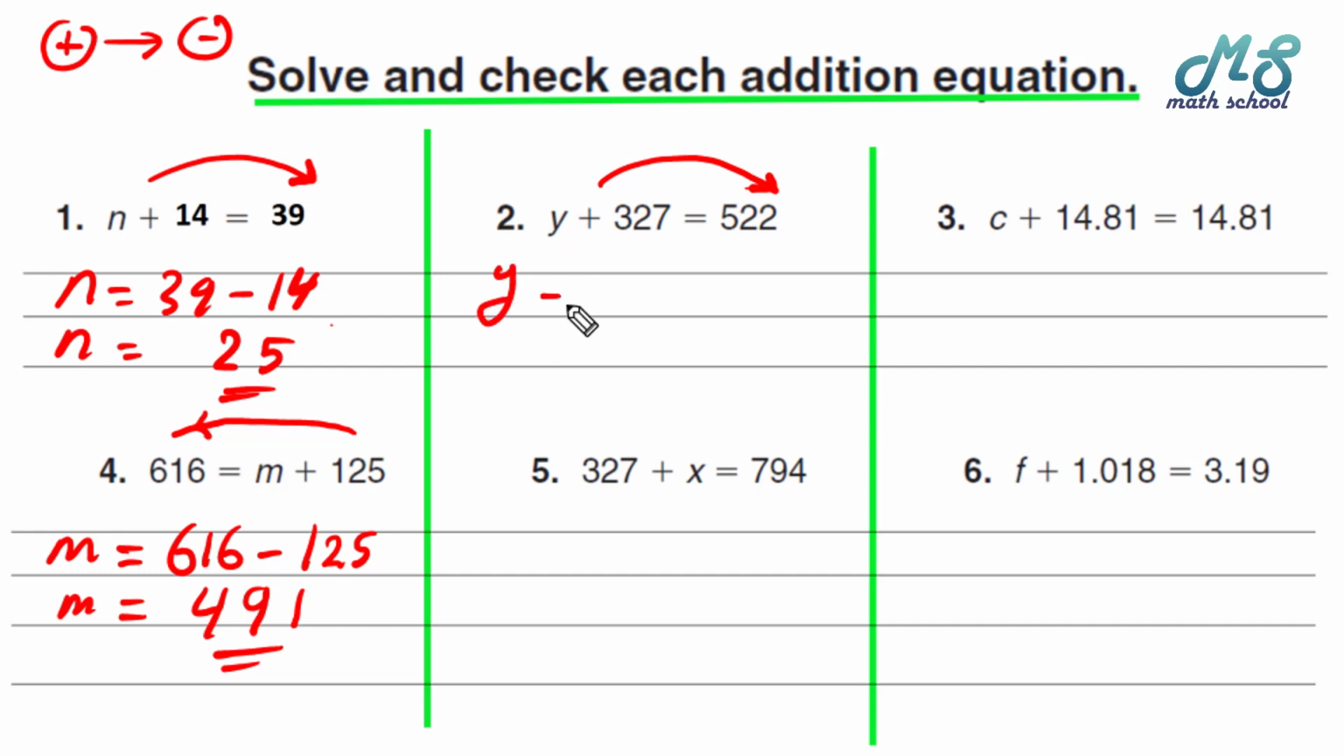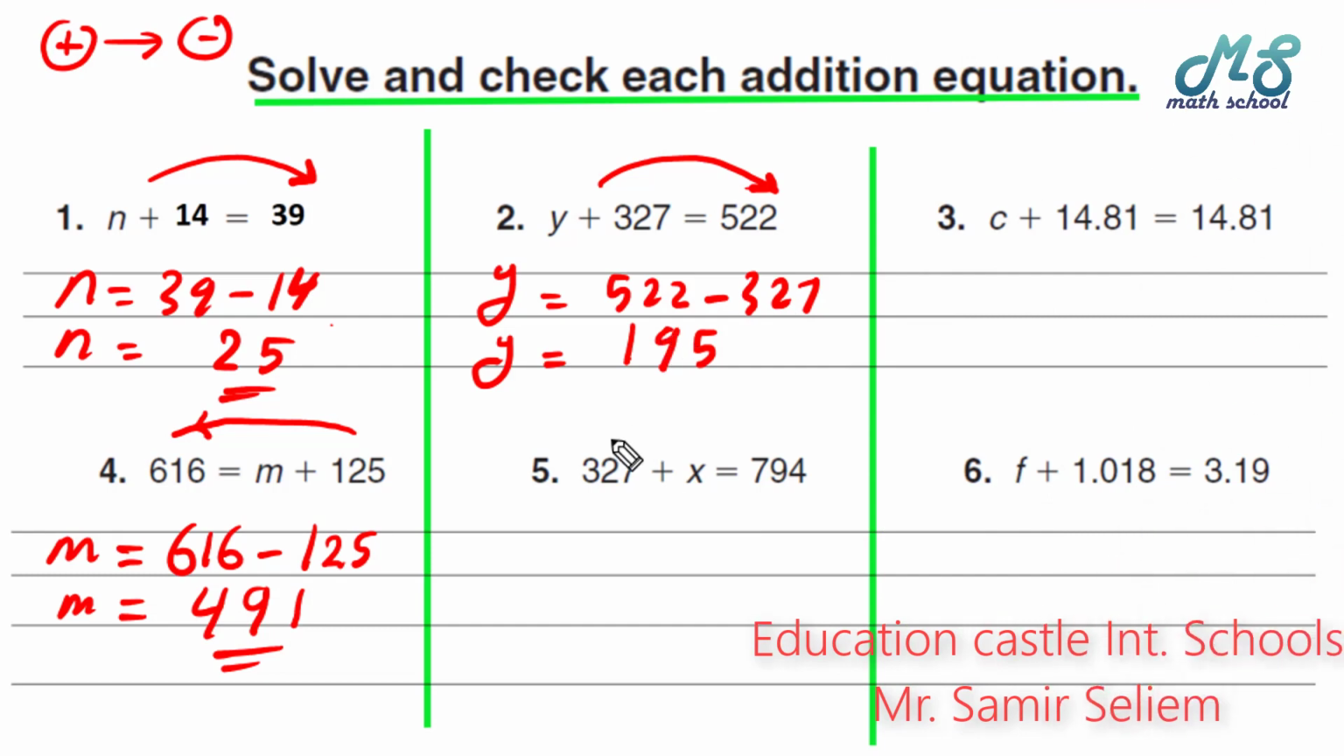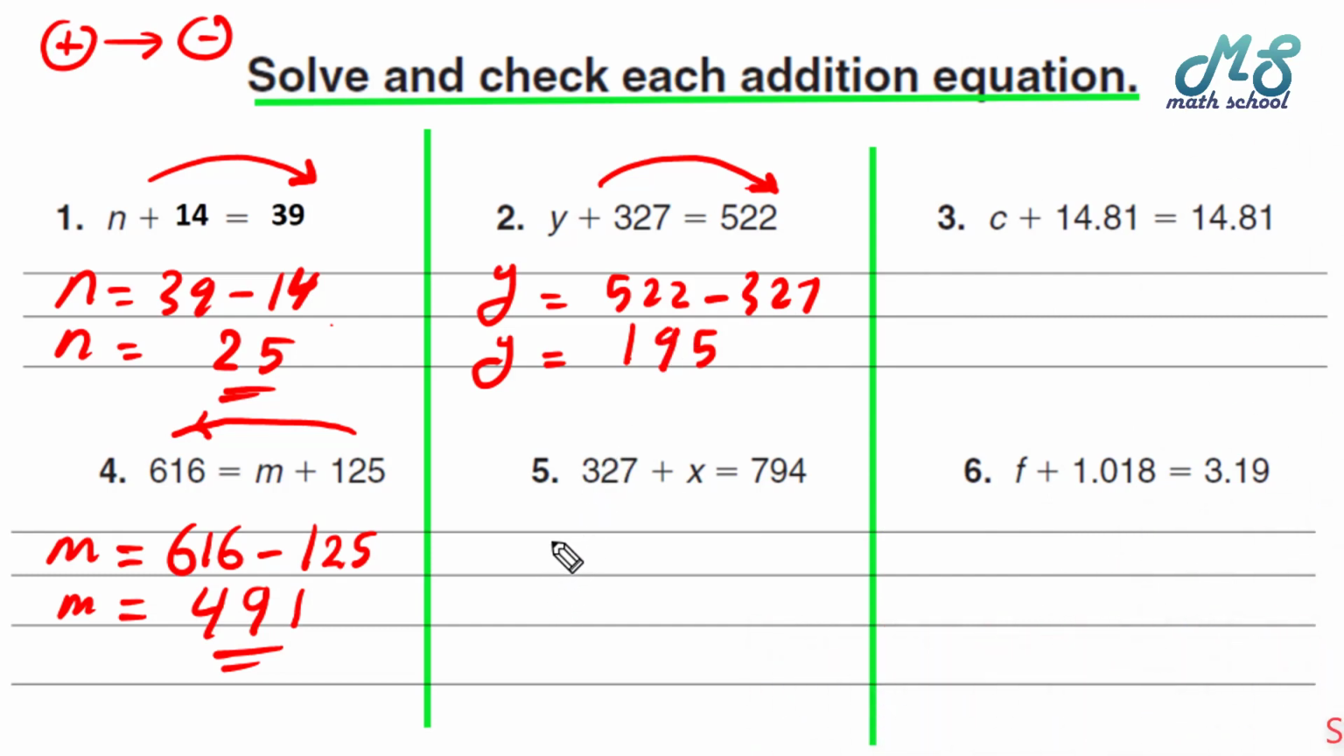To find the value of y, just move 327 to the other side to be subtracted. We get y is equal to 522 minus 327. Just subtract the two numbers to find the value of y. By regrouping, we have 12 minus 7 equals 5. 11 minus 2 equals 9. 5 will be 4. Minus 3 equals 1. So we get 195 in the simplest form.